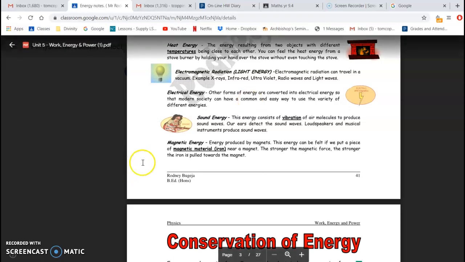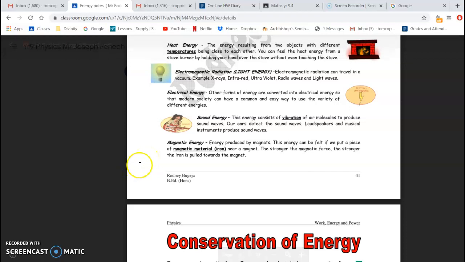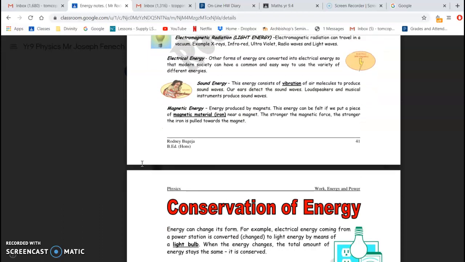Then you have magnetic energy, which is energy produced by magnets, of course. This can be felt when you put two magnets next to each other, or when you put a magnet next to iron, for example. The stronger the magnetic force, the stronger the iron is pulled towards the magnet.